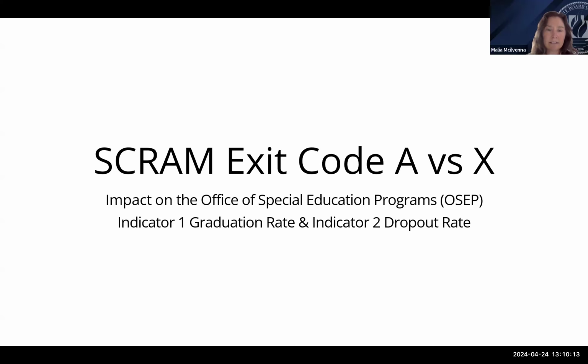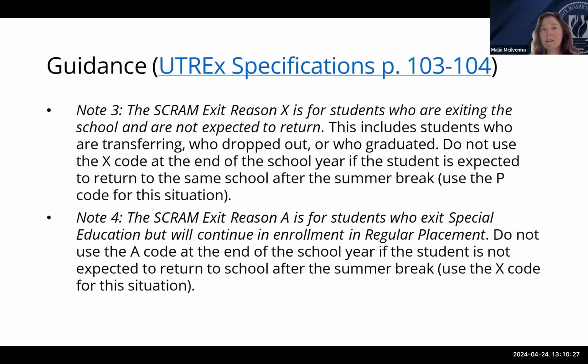So first of all is the Scrum exit code A versus X, and the impact of those codes on the Office of Special Education Programs Indicator 1 graduation rate and Indicator 2 dropout rate. This has come up fairly often over the years. When do I use the X versus when do I use the A exit code?